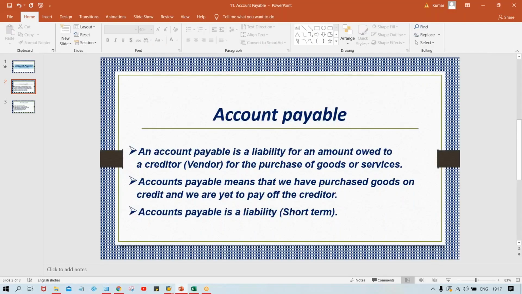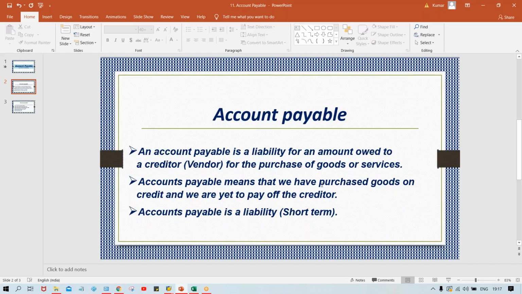Account payable means that we have purchased goods from the vendor on credit, and we are yet to pay off the creditor. It means the purchase has been made, the goods you have received from the vendor, and you started your manufacturing. Of course you are going to sell it. But what about the goods you procured from the vendor? The vendor is going to send you an invoice also, worth a certain amount, and that amount must be paid, might be after 1 month or 45 days or 60 days, whatever the terms of payment agreed.